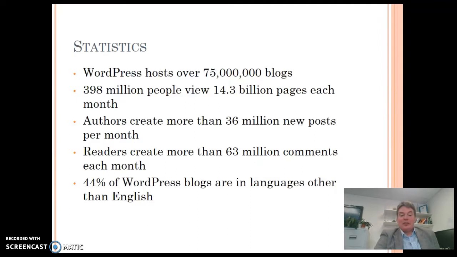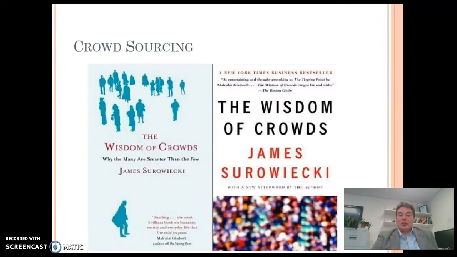So that's really fascinating. What we're interested in is that the premise behind this is that a load of people with partial access to information can come together and make really, really good decisions.